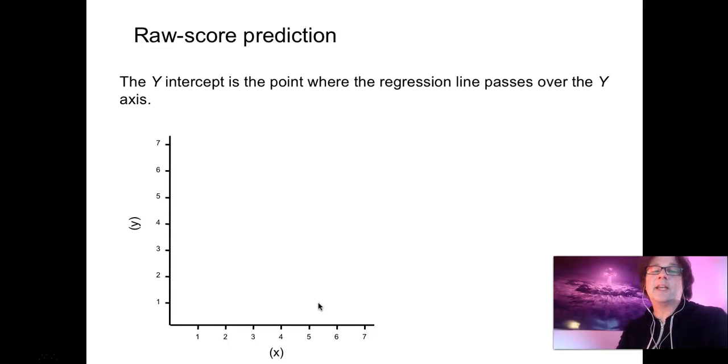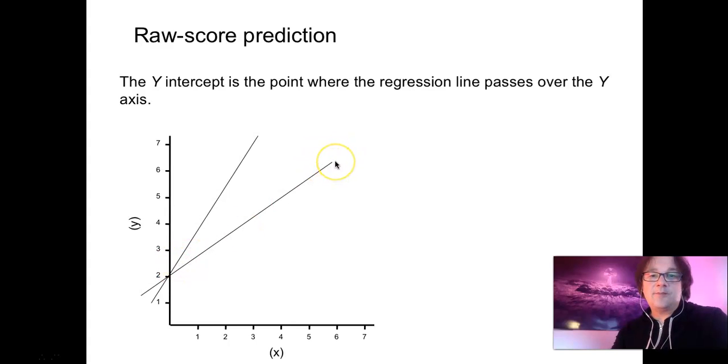Well, let's take a look at some different lines here. The y-intercept is the point on the y-axis at which the regression line passes over, right? At what point on the y-axis does this straight line cross over? So let's take this regression line, or line of best fit. It looks like it's crossing over the y-axis at 2, at the score of 2, right?